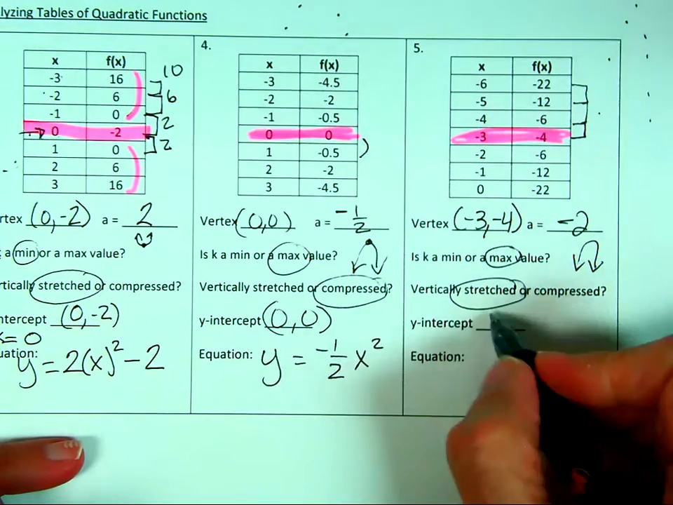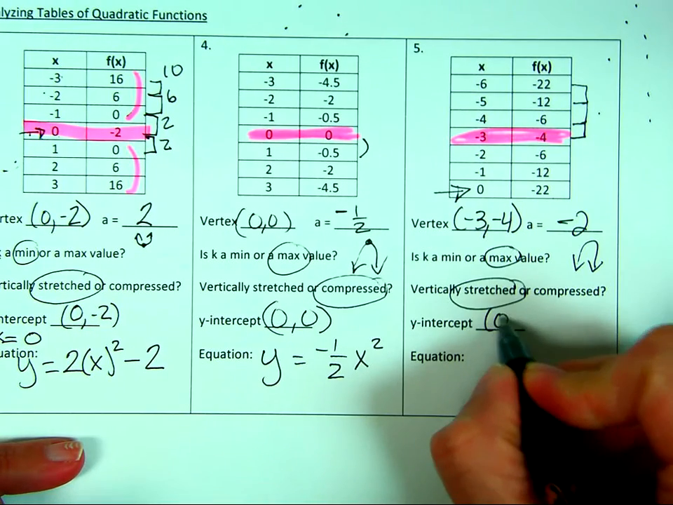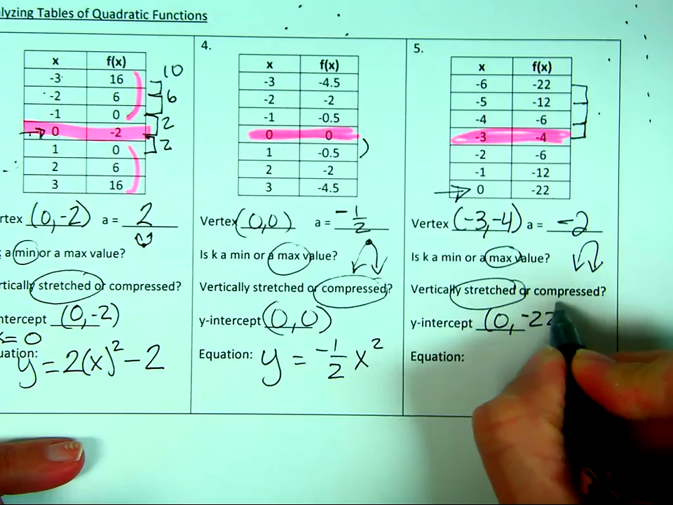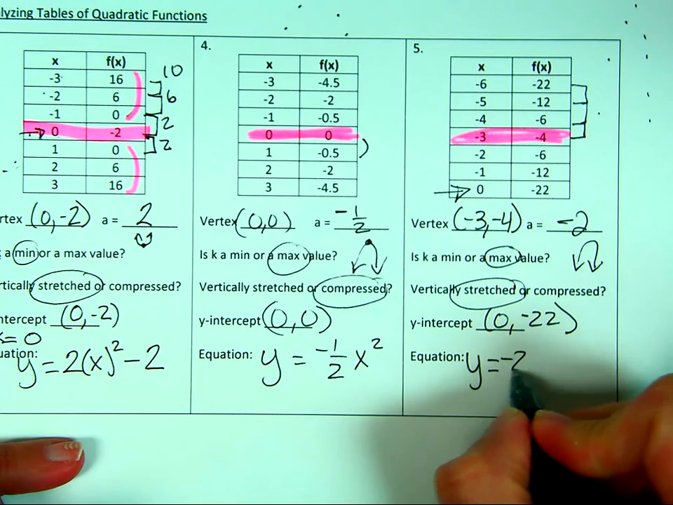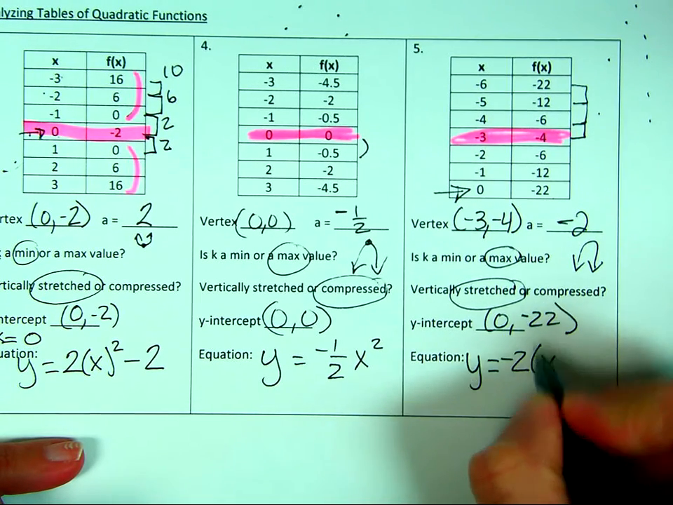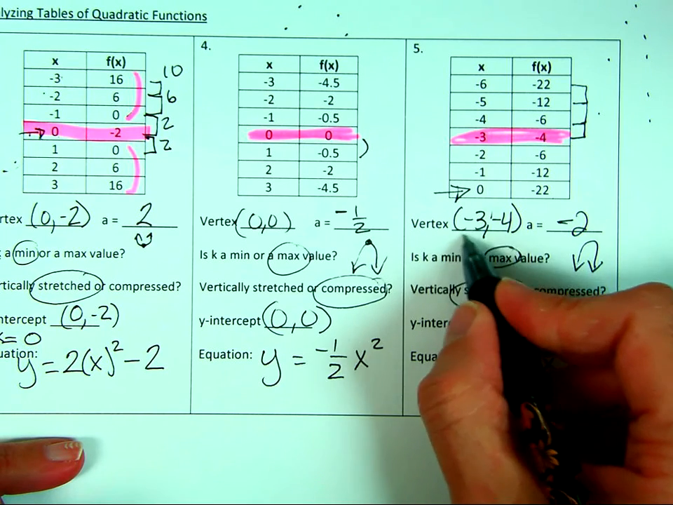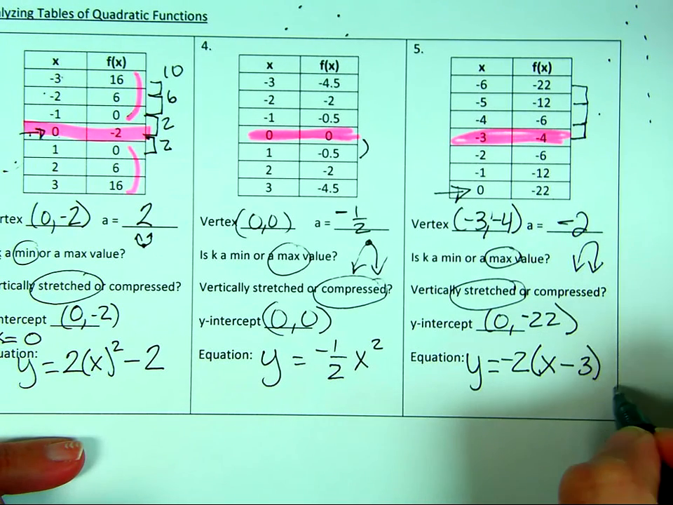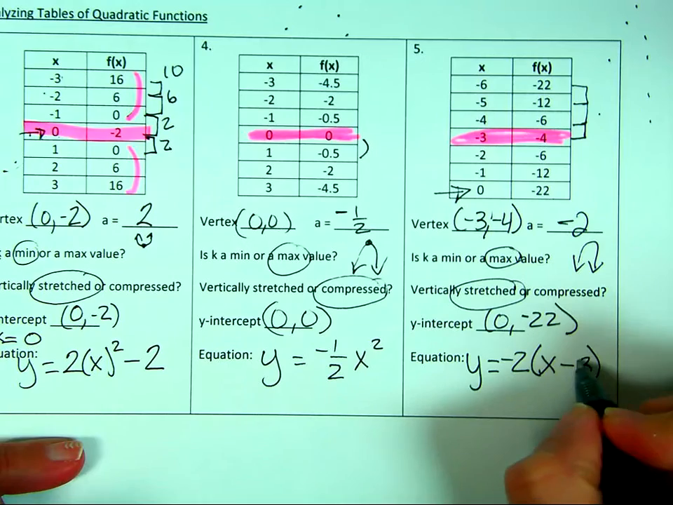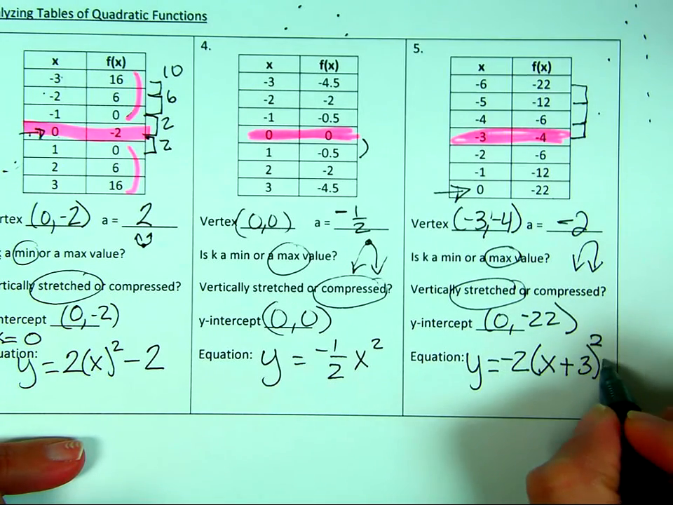What's the y-intercept? Right here, x is 0. So my y-intercept is -22. And my equation is y equals, then that value of A, and then x, and remember when we put this value in, it's the opposite of what we see there because the formula says -h. So if it says minus a -3, then we know it's a +3, squared -4.